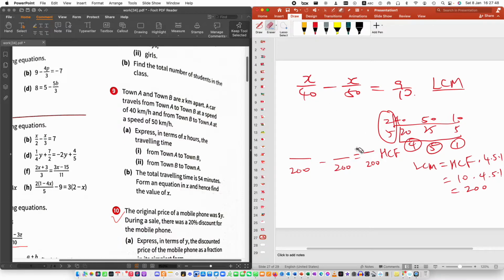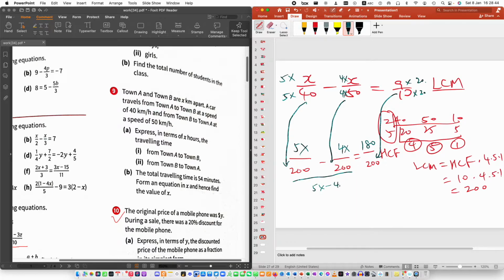Are you clear? How do you get 200 from this 40? 5 times. Then what about this? 4 times. How about this? Times 20. Okay, good. So now I can start. Above I get 5x, above I get 4x, above I get 180. So I just need to do the below one. You combine this, so you get 5x minus 4x over 200 equals 180 over 200. So far so good.